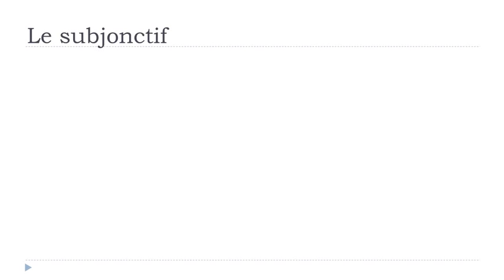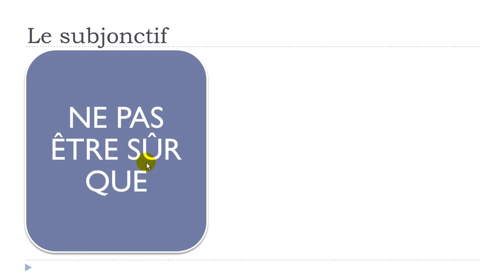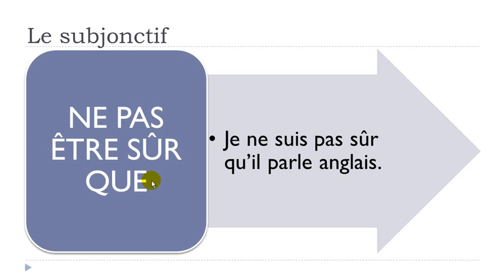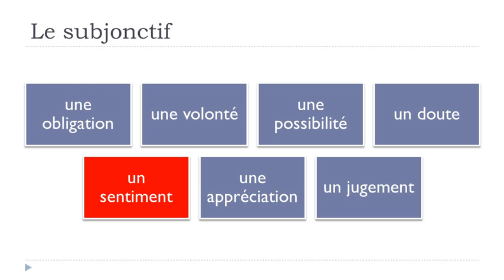Un doute, a doubt. So let's see what we've got. And the structure, so être sûr, to be sure, okay? But then, of course, you should put the negative form of this to be sure. So, ne pas être sûr que, okay? Because you want to express a doubt. So, je ne suis pas sûr qu'il parle anglais. Okay? So, I'm not sure that, and then, il, he, parler, to talk, to speak, anglais, English, okay? And here you've got your verb parle, and this form is the subjunctive, okay? Let's see the next one.